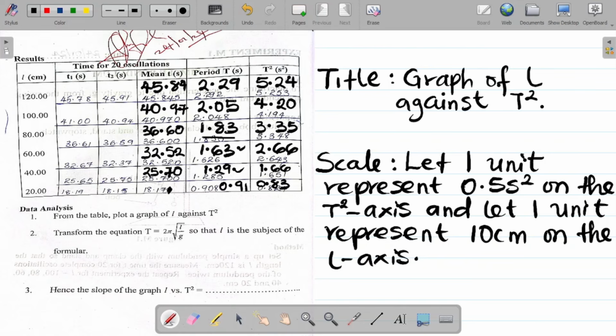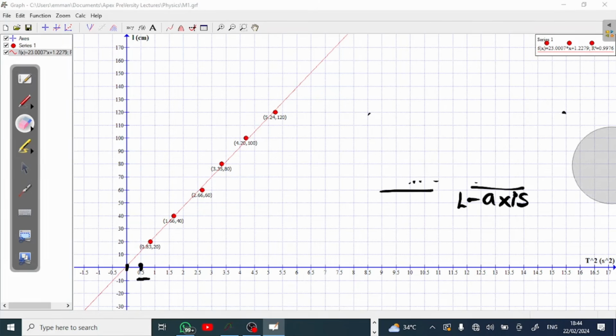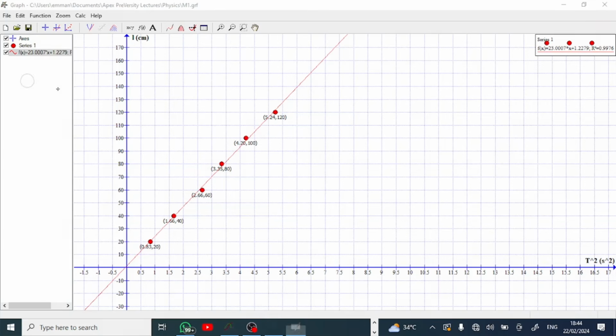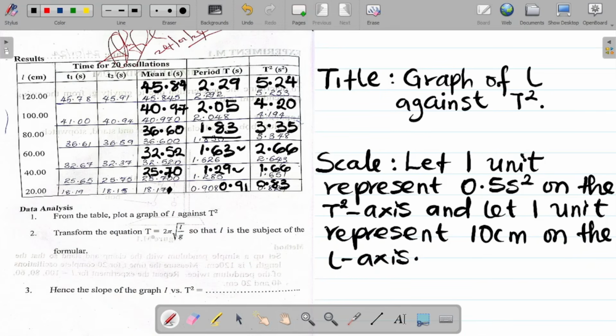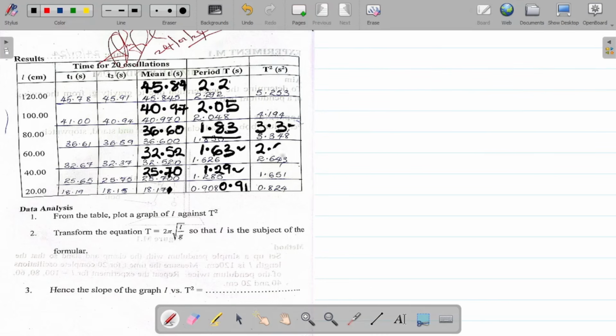All right. So back to base, back to my graph sheet. So after plotting the graph, what's next? It says transform the equation T equals 2 pi root L over g so that L is the subject of the formula. Let's make L the subject of the formula. So I have that T is equal to 2 pi into root L over g.